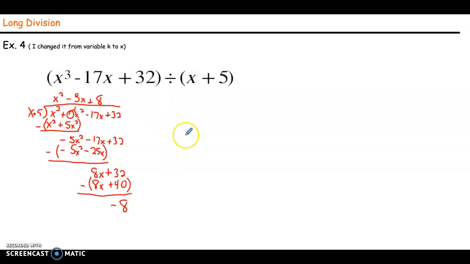So we got a couple of ways to write this. If you were in my class, we did this. Our quotient was this stuff up top: x squared minus 5x plus 8. And then I just had you write the remainder polynomial, negative 8. There's nothing wrong with this. There is another way to write your answer.